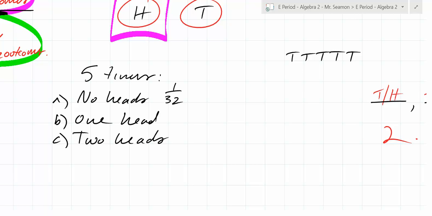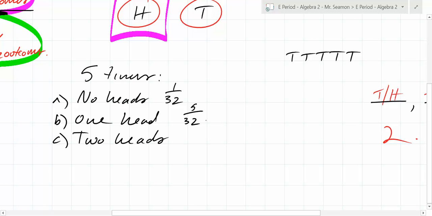How many of them are no heads? 1 of them. How many different ways can you get 1 head? You can either flip it the first time or the last or the second or the third and fourth or fifth. So how many different ways can you flip 1 head? And how many different ways can you flip the coin total? 32. So the chance of getting 1 head is 5 over 32.